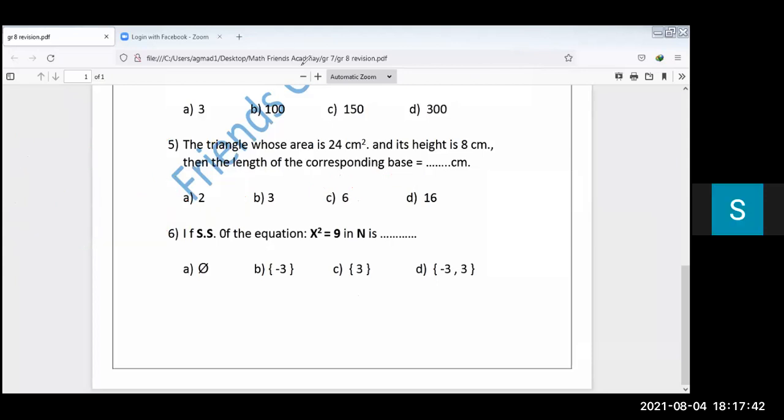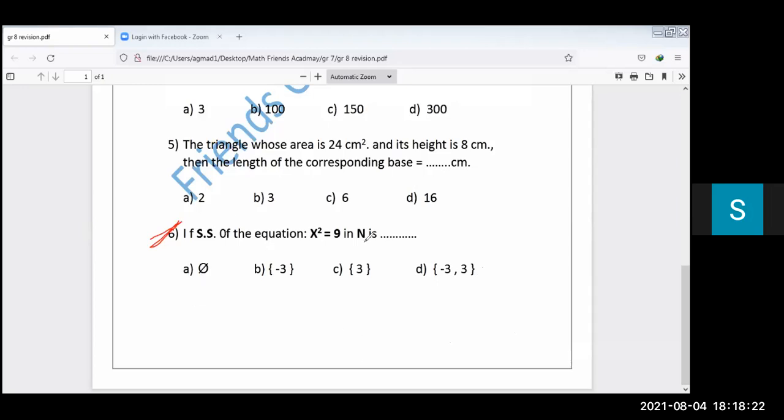Who can read it? Rukaya, do you hear me, Rukaya? Yes, teacher. Yes, dear. The last question. Read. If the SS of the equation x squared equals 9 is what? What do you mean by SS? Solution set. The solution set of the equation.